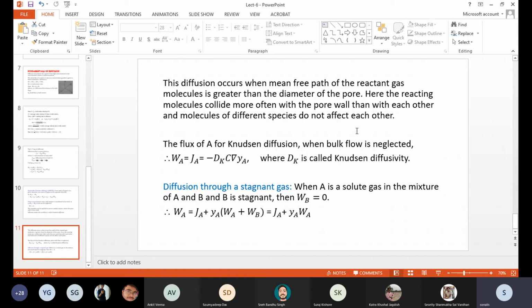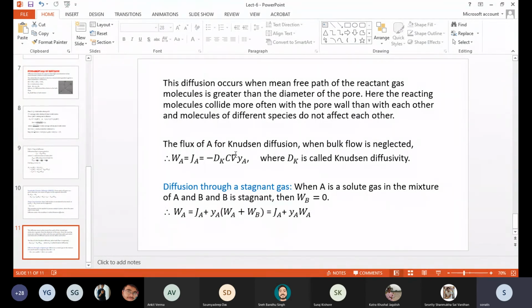than with each other. Always the gas molecules are colliding with each other, due to the Brownian motion. If the molecular Brownian motion pathway, the mean free path, is longer than the pore diameter, then the molecules will collide with the wall of the pore much more frequently than with each other. So here the reacting molecules collide more often with the pore wall than with each other, and molecules of different species do not affect each other. This is called the Knudsen diffusion.